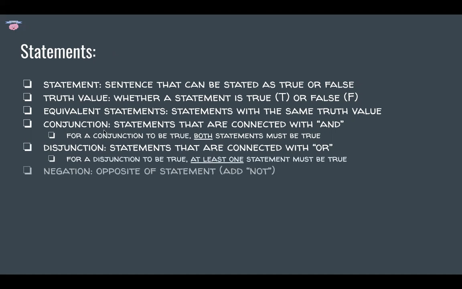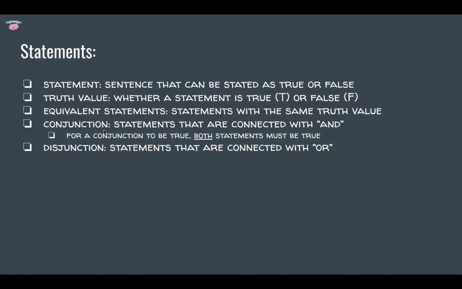A disjunction is a statement that is connected with or. So the sky is blue or the earth is round. And for a disjunction to be true, at least one statement must be true. So I can even say the sky is blue or the earth is flat, and it'll still be considered true.